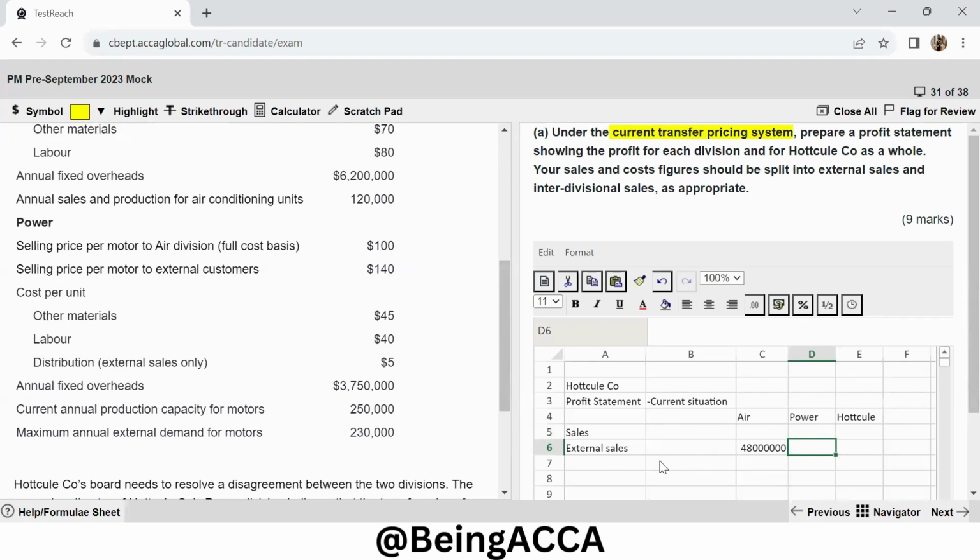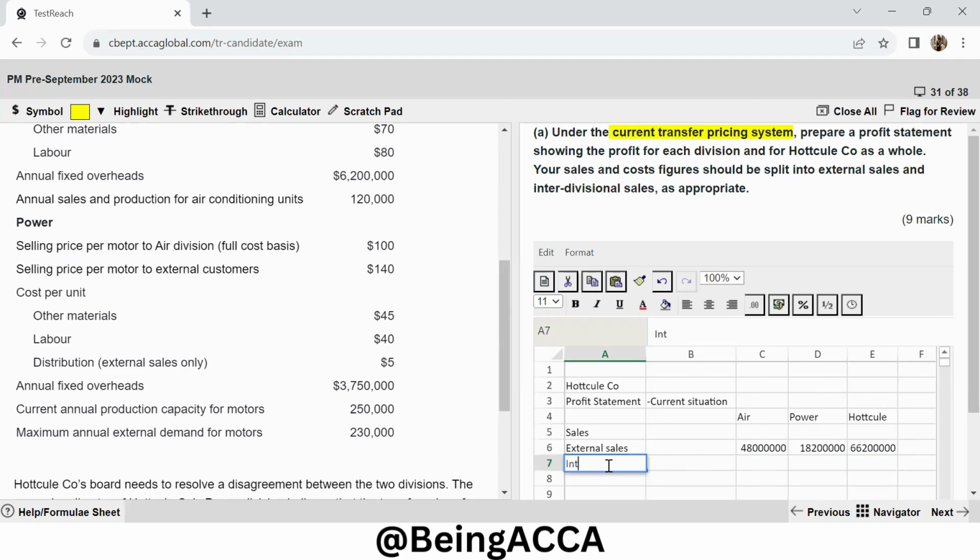So first of all, in the first column, we are writing about the external sales. As for the power division, they are only selling the difference. So this is 250,000 subtracted 120,000, because 120,000 is their internal sales, and this will be shown in the second column. And this they are selling at 140. So this is the value that they are selling externally, and the sum of these two will give me the total external sales for the company, right? So with this, I have my total value for the company as a whole also.